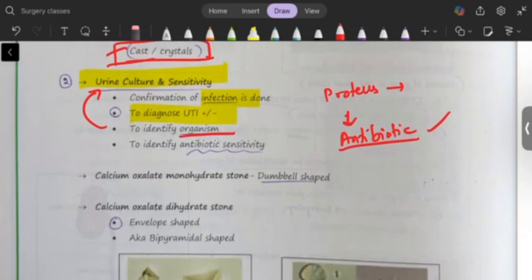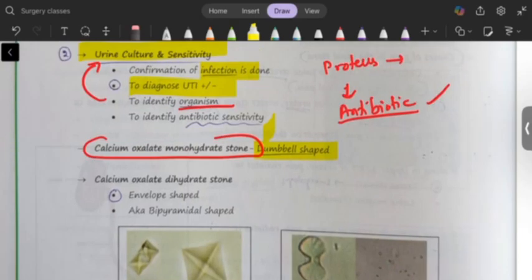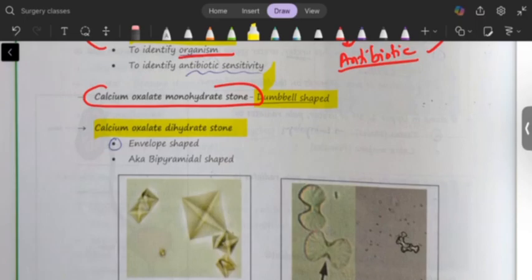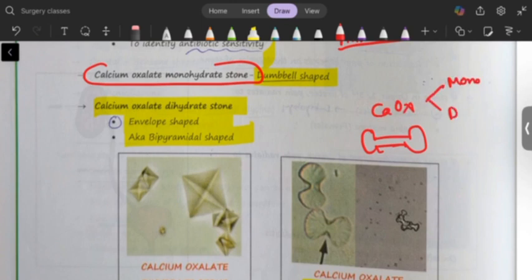Next, calcium oxalate monohydrate is a specific type of stone which is usually dumbbell shaped. So the shapes of the crystals and their composition are important. Calcium oxalate dihydrate stone is envelope shaped, also called bipyramidal shape. So monohydrate is dumbbell shaped. This is the first type of stone which we studied, calcium oxalate, again monohydrate and dihydrate. Monohydrate is dumbbell shaped. Dihydrate is bipyramidal shaped.